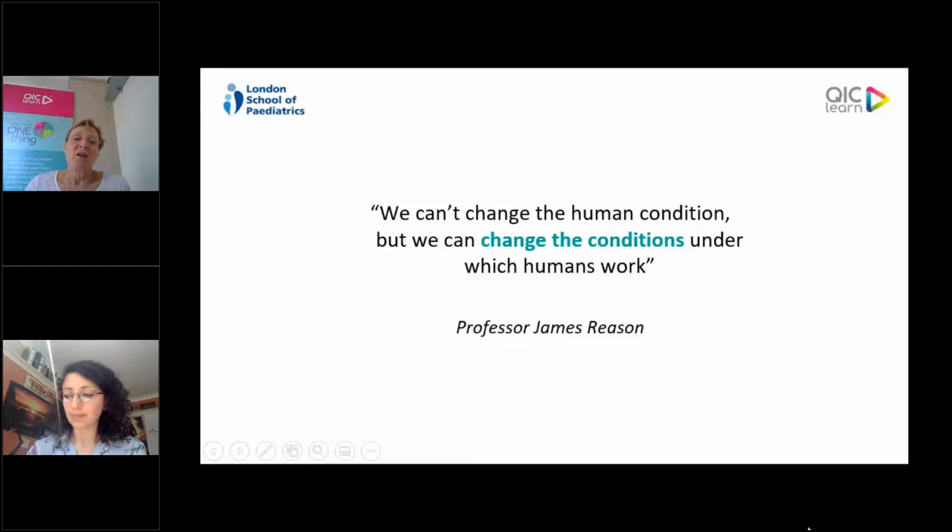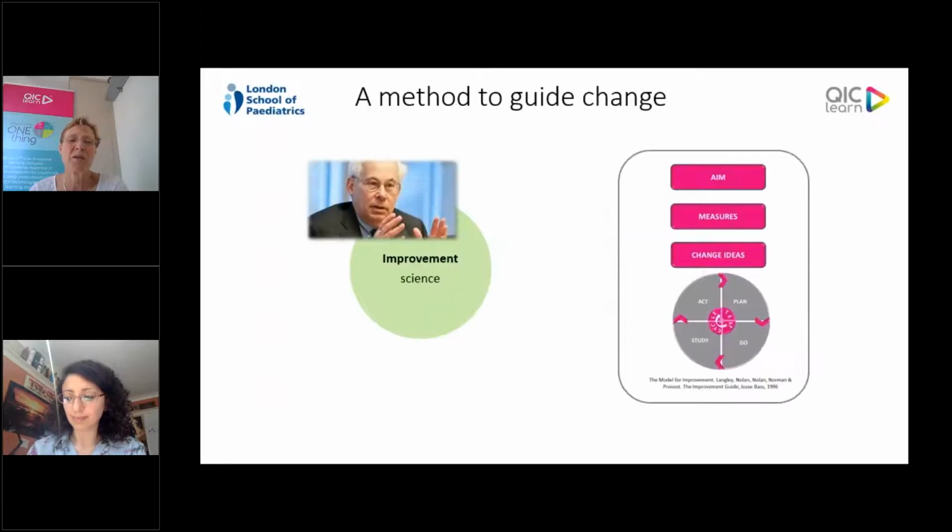So going back to those truisms that I mentioned at the beginning about first do no harm, there's another truism, which is that we can't change the human condition. We can only change the conditions under which humans work. And so that's why, in a systems way, we need to understand better what the system is that we work in, and really think deeply about the kinds of changes that we're going to make, and use every bit of science that we have at our disposal.